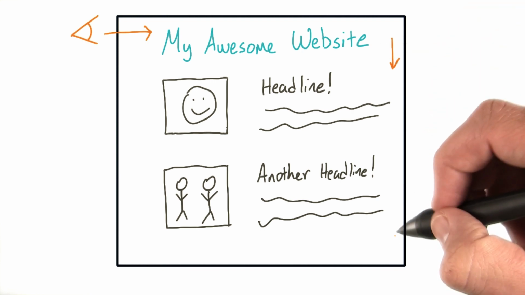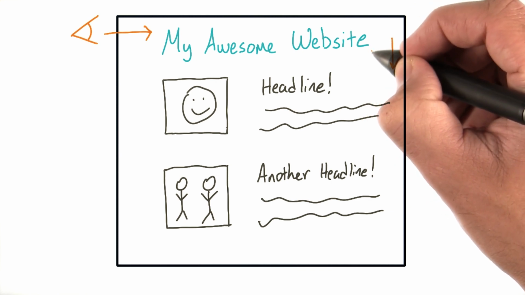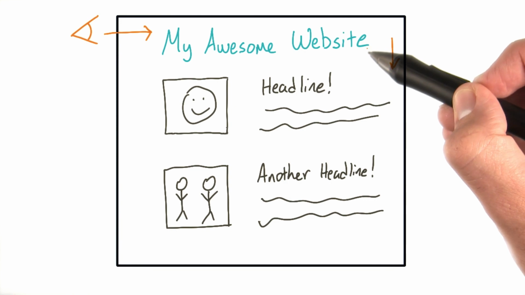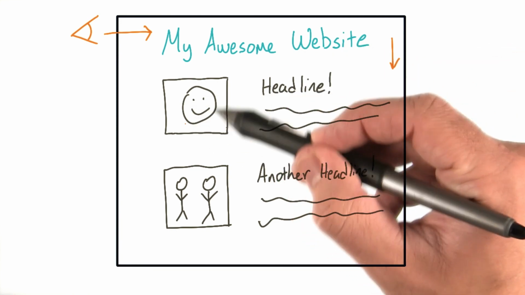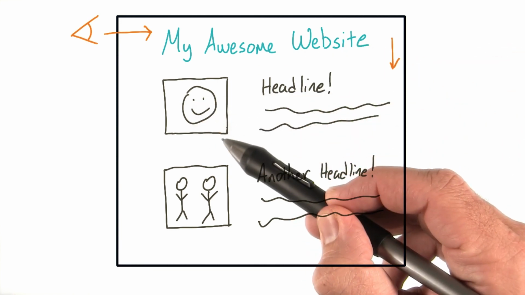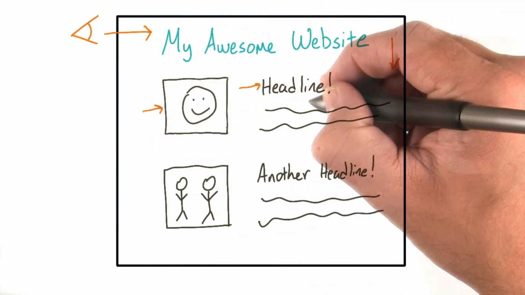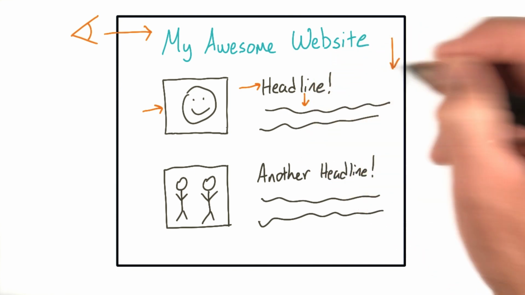For instance, with our website here, we have the title at the top because we want the title to be the first thing that people see when they click on our website. After they get past the title, they'll move down, and at the left, we have images. These images are here to capture attention because people will look at the images first, then they'll see the headline, and then once they read the headline, they'll go down to the text below it.